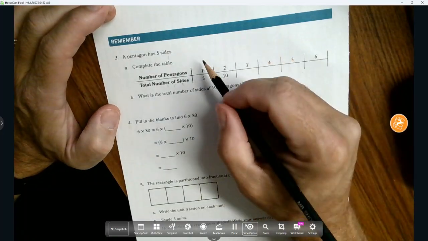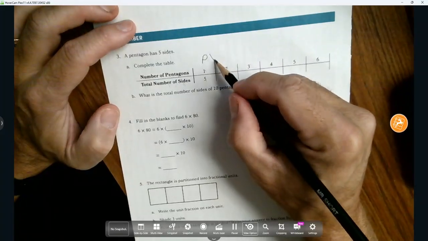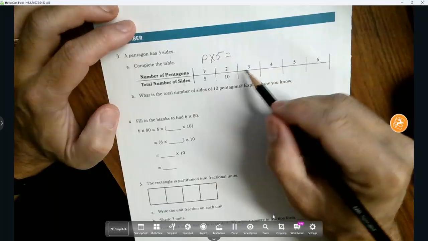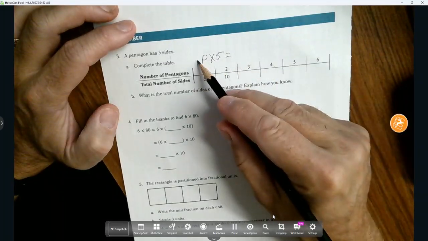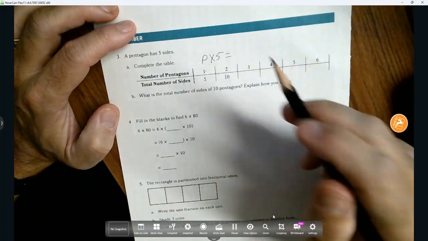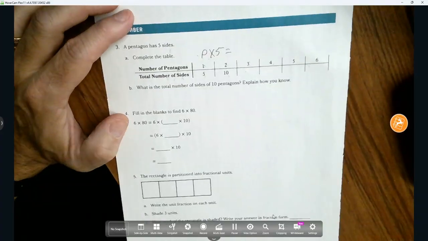So remember, we have the number of pentagons, which would be P, times 5, because there's 5 sides. So you can put the 3 in there, get your answer. You can put the 4 in there, 4 times 5, get your answer. Put the 5 in there, 5 times 5, get your answer. Put the 6 in there, 6 times 5, get your answer. Write those answers down here.